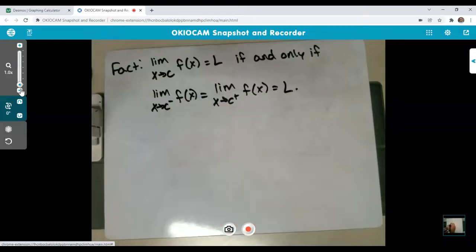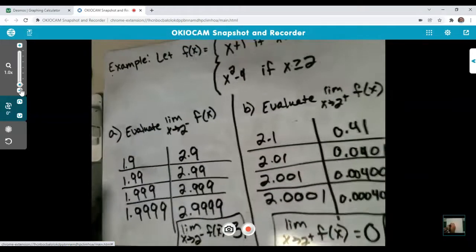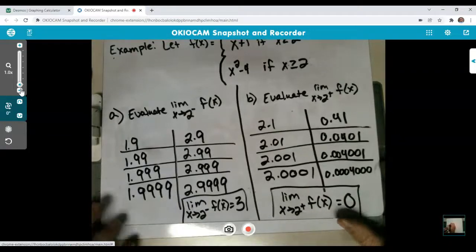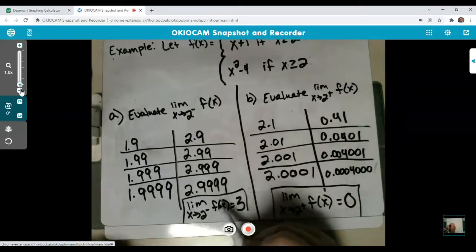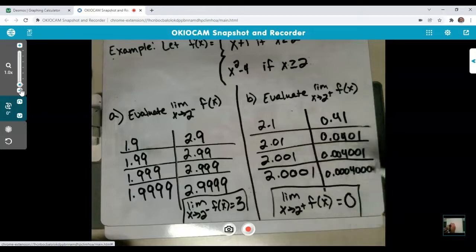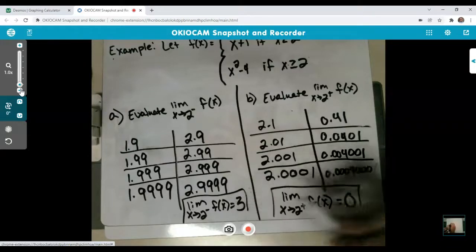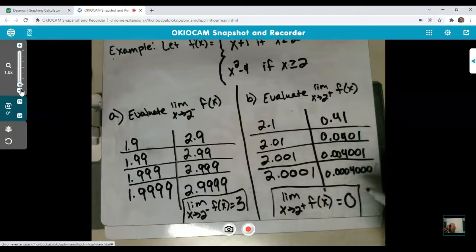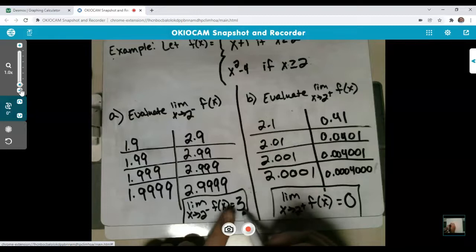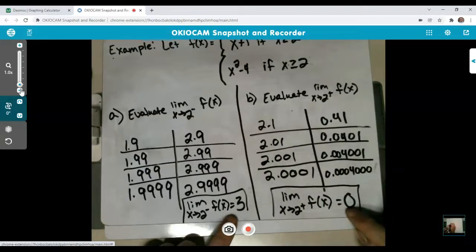So let's look at this function we just did right over here. What we found over here was that on the left side, it gets really close to 3, and on the right side, it gets really close to 0, right? Well, since the two sides don't go to the same point, there's not a singular point my graph gets close to, right? Because it goes to 2 points. On the left side, it goes to this point. On the right side, it goes to that point.